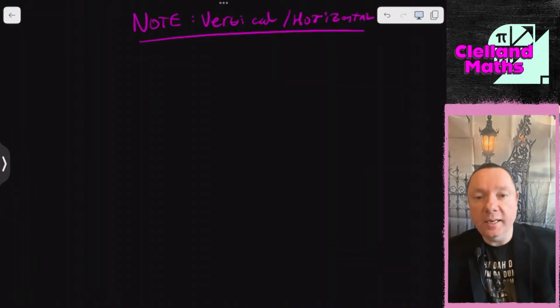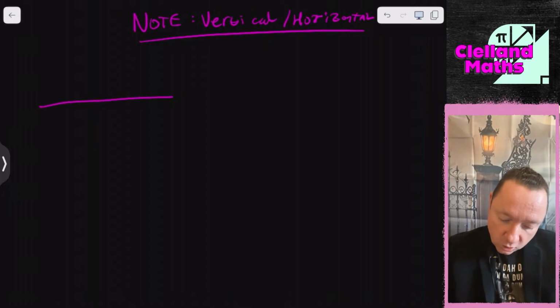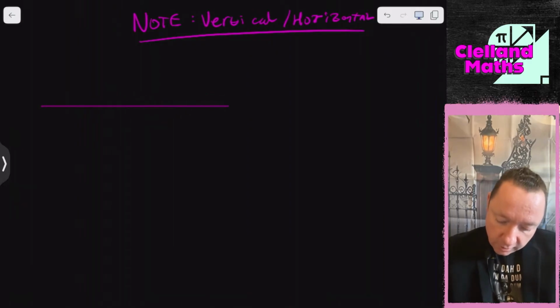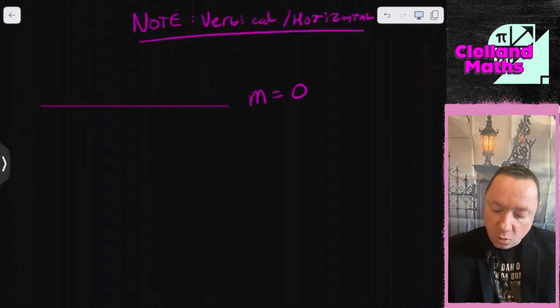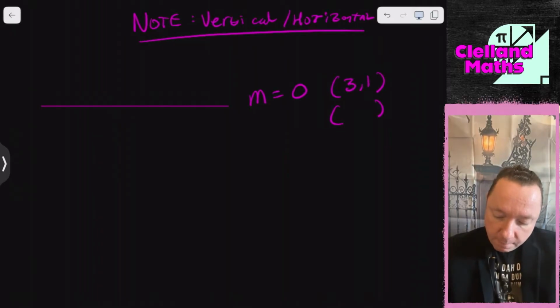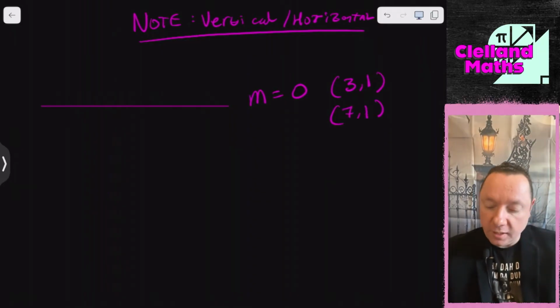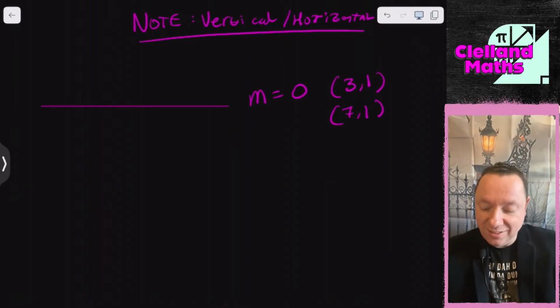Note that you've seen this from a gradient video, vertical and horizontal lines. If I've got a horizontal line, it's got a gradient of 0. Now, what would happen with points there? It would mean that your points would be something like this. If I just pick 2 points, if I had like 3, 1, and I also had something like 7, 1, then if you did the gradient, you would have 1 minus 1 is 0 on the top.